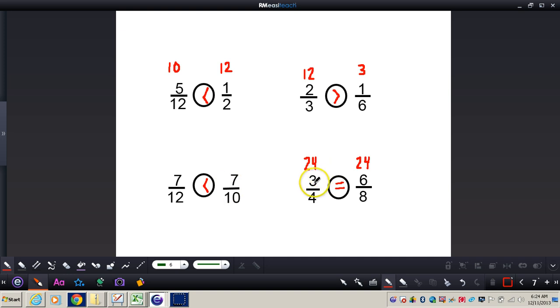Then finally, 3/4 and 6/8. We did our superhero crisscross. 3 times 8 is 24. 4 times 6 is 24. Both numbers are equal, so that means our fractions are equal.